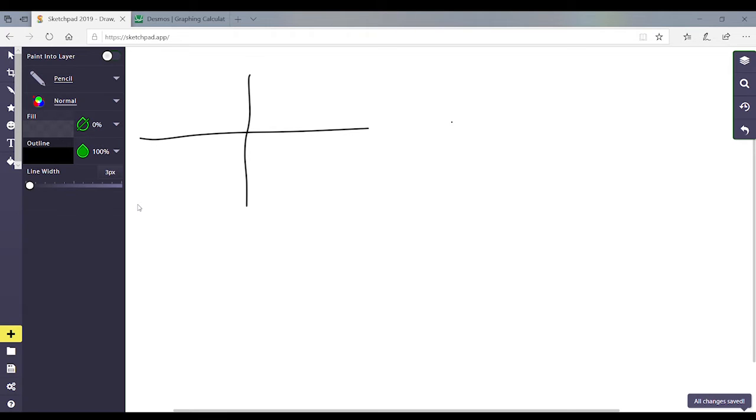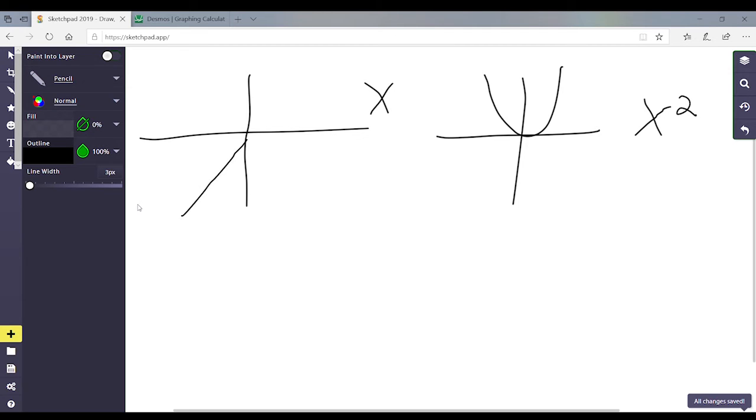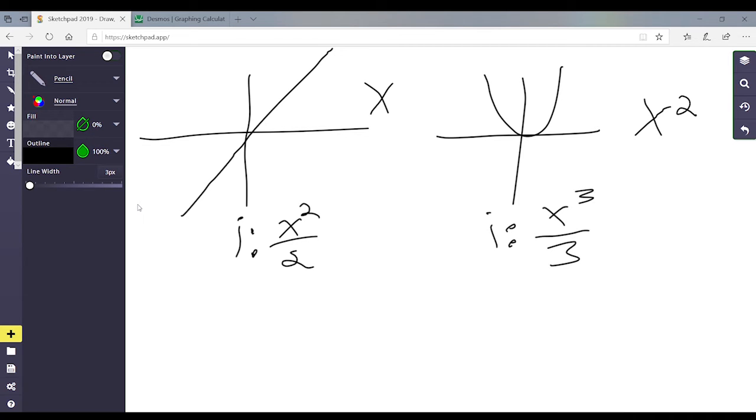And let's actually draw two graphs. We're going to have x squared, and we're going to have just x. Okay? Now, when we take an integral of this, that's going to be x squared over 2. Now we take the integral of this, that's going to be x cubed over 3. Right? You should be familiar with the power rule.